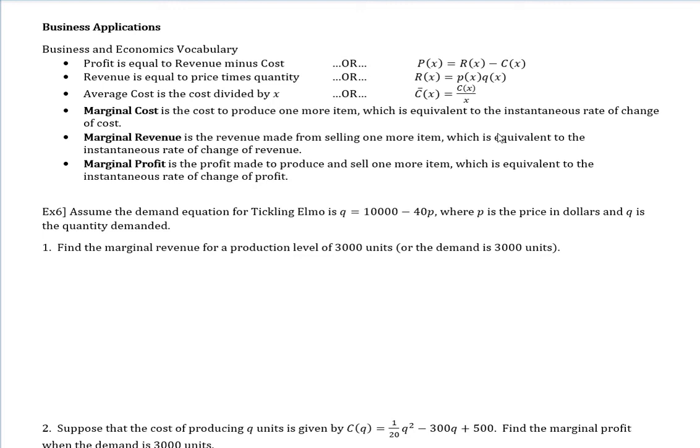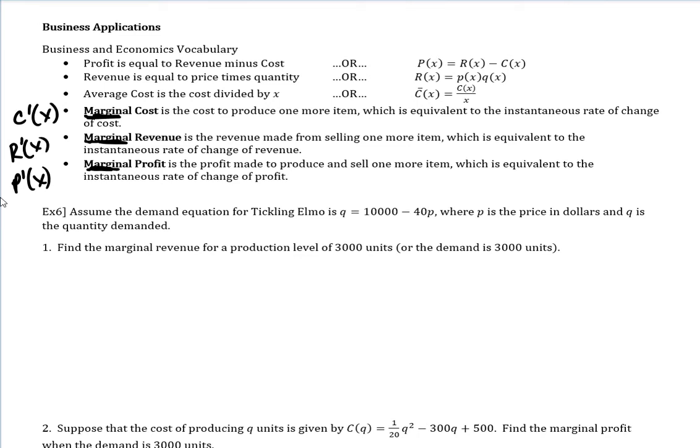And remember, if you haven't seen any of this before, these bottom three, whenever you see marginal, it means that we have an instantaneous rate of change of whatever the word is. So marginal cost, marginal revenue, marginal profit. That means marginal cost is really the derivative of cost. Marginal revenue is the derivative of revenue. Marginal profit is the derivative of profit. Because when we say instantaneous rate of change, we know that is equivalent to a derivative.